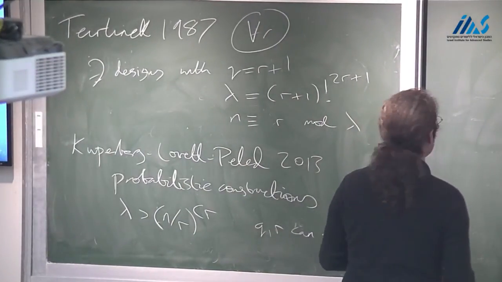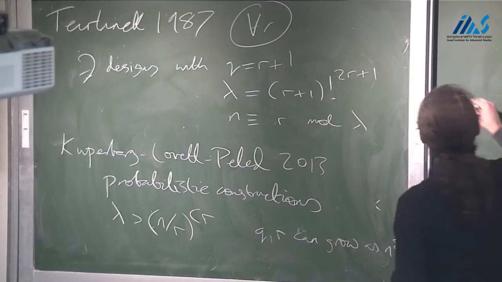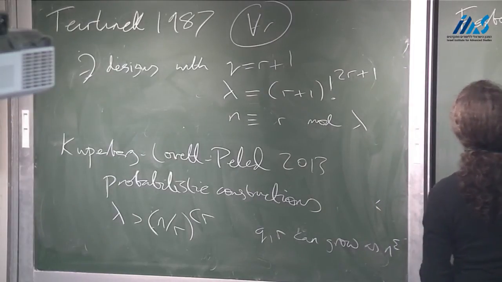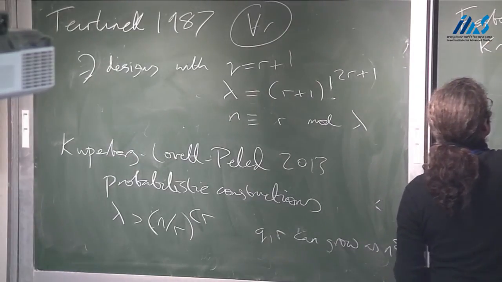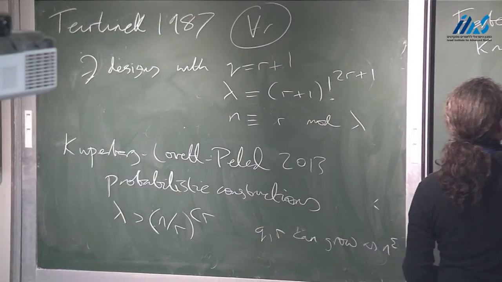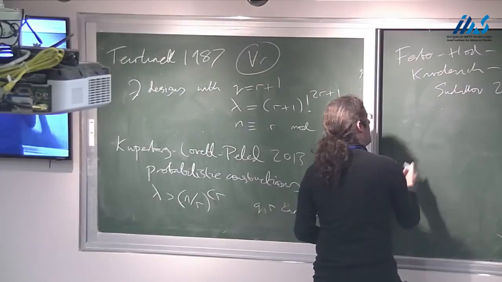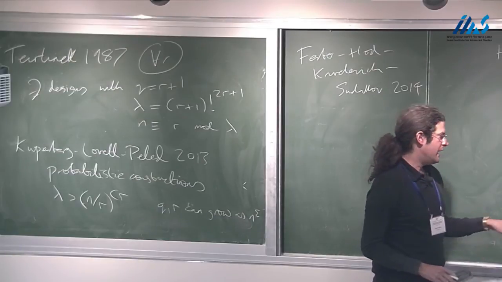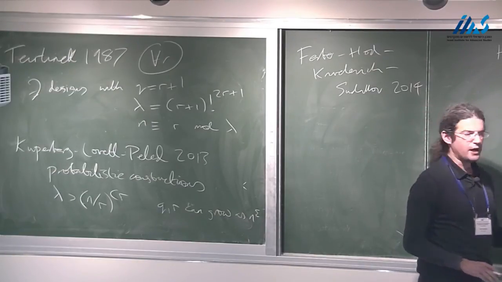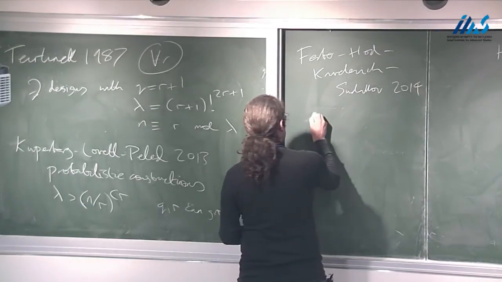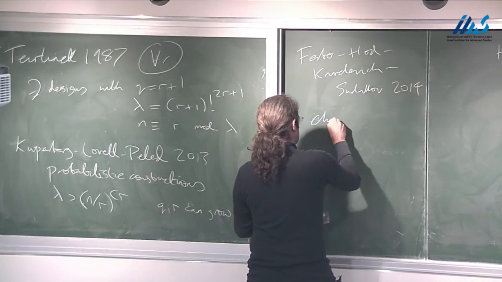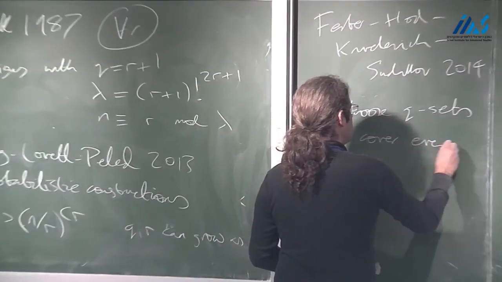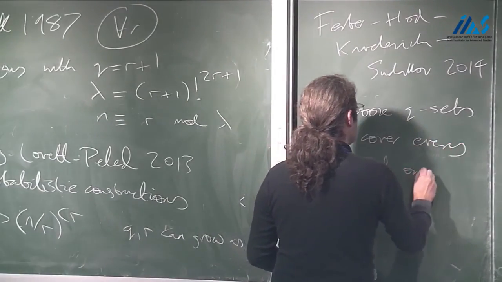And then more recently, I can mention Ferber, Hod, Krivelevich, Sudakov, 2014: you can find almost Steiner systems in a different sense to this. You can choose sets of size Q so that you cover every R set once or twice. I'll state it informally: choose Q sets to cover every R set once or twice.